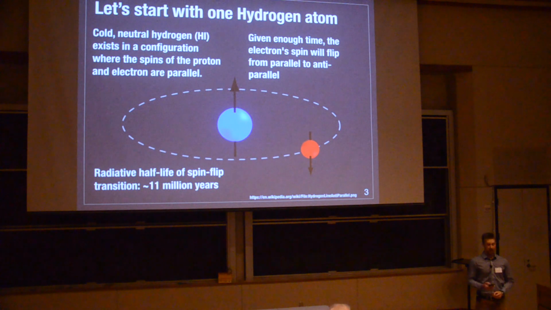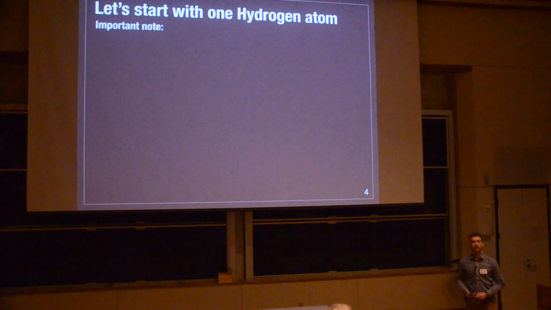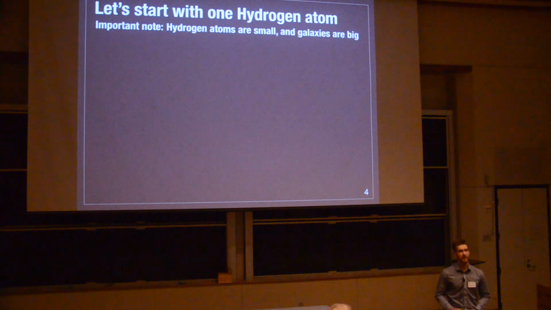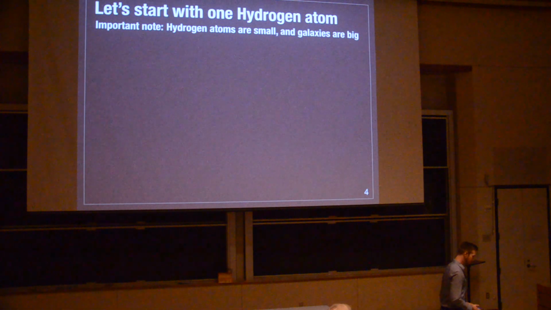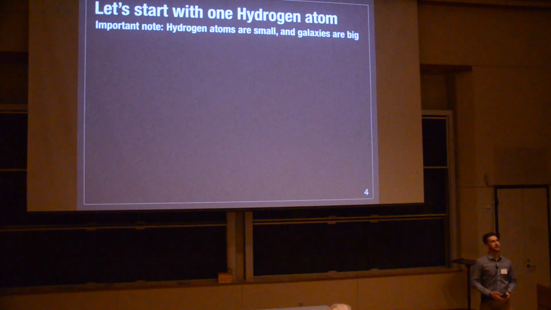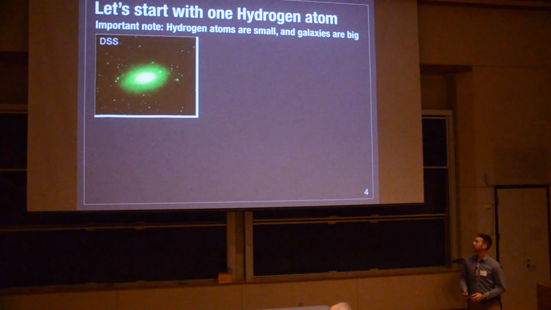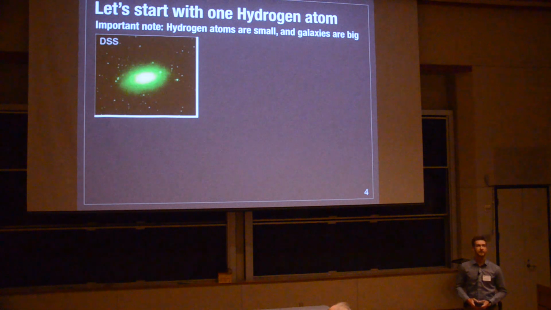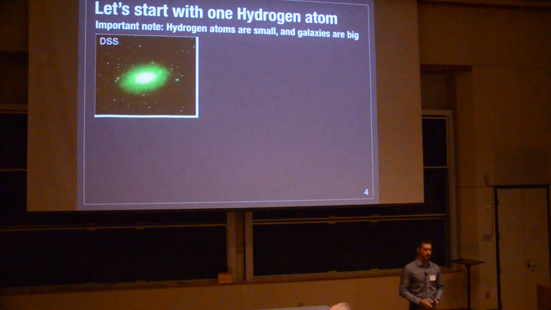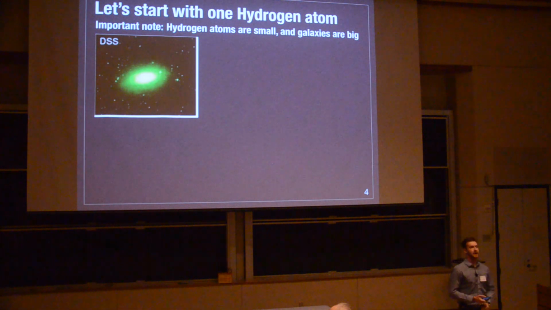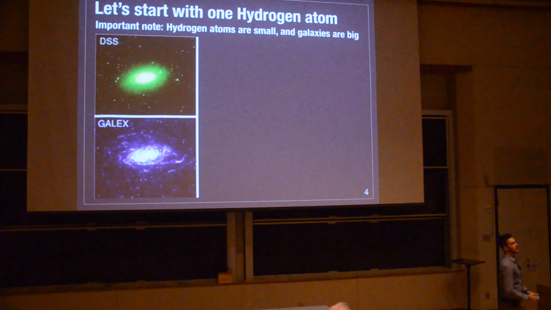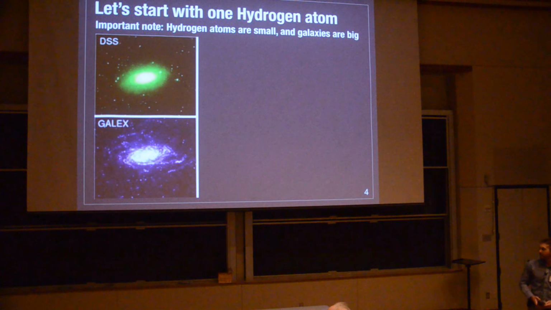But, like I said, we were talking about galaxies, so one important thing to keep in mind is that hydrogen atoms tend to be small and galaxies tend to be a little bit bigger. So the schematic that I always like to show to get everyone in the same kind of headspace as to what we're looking at, here is a picture of a nearby galaxy, NGC 5055, from DSS. This is what the galaxy looks like in the optical. On the same scale for the same galaxy, this is what it looks like in the ultraviolet. This is from the Galaxy Evolution Explorer, or GALEX.